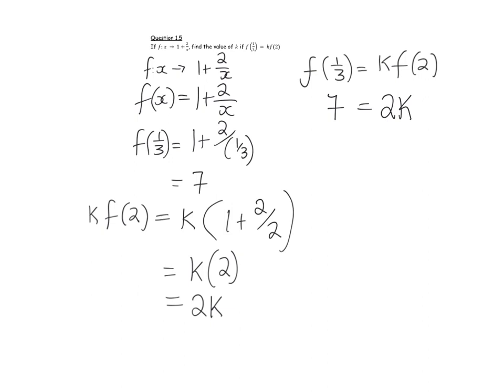Now, if you look at the question, it's asking us to find what the value of k is. We know that 7 is equal to 2k. So if we divide both sides by 2, we can figure out that k is equal to 3.5.